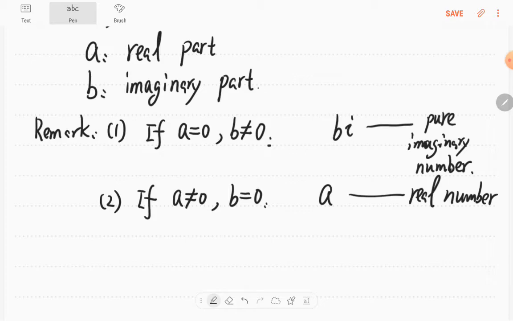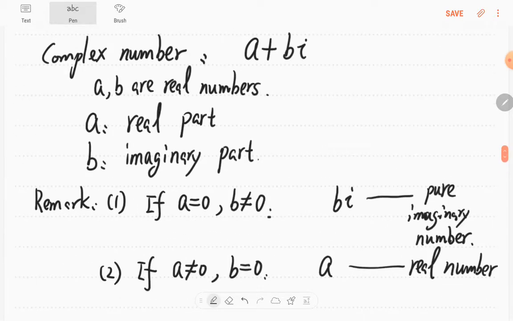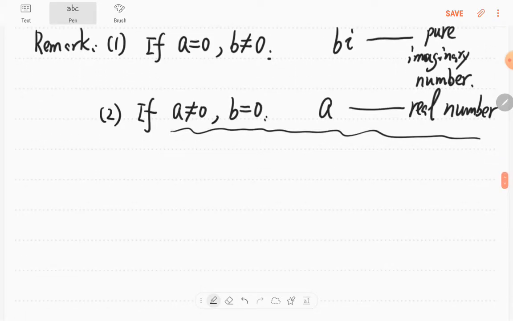contain more numbers than the real numbers, because a real number is just a special case of the complex number where A is not 0 and B equals 0. There's no imaginary part, then it becomes a real number. If there is an imaginary part, it's another number, which is not a real number, right? So the real number is a special case of complex number.